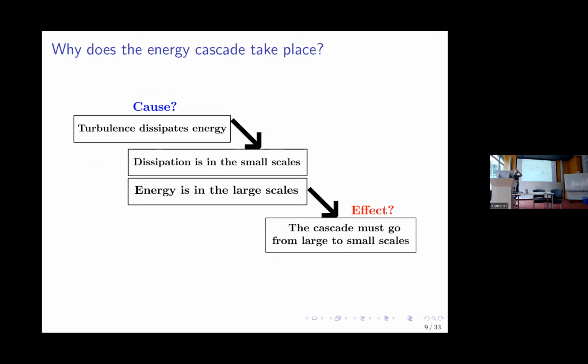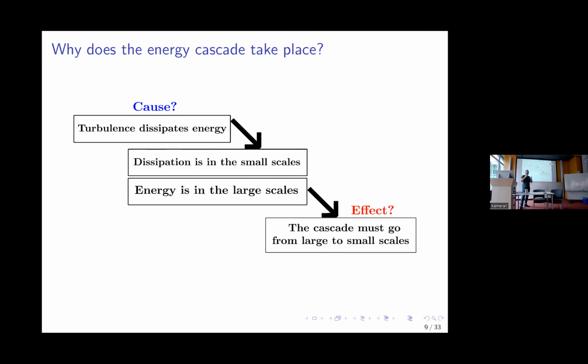This is something I can measure, that I can see in daily life. I go there and measure the energy. I see that the energy is in the large scales, and the gradients are in the small scales, and I assume that the energy has to go from one place to another. Then I can make a causal chain and say, okay, if the energy is in the large scales and dissipation is in the small scales and turbulence dissipates, then the cascade has to go from the large scales to the small scales.